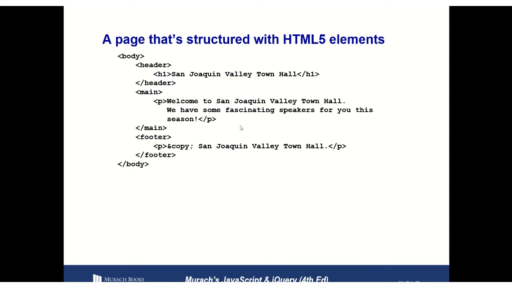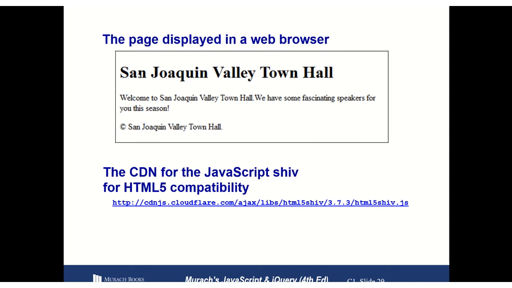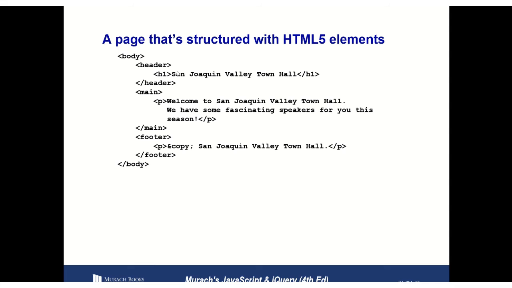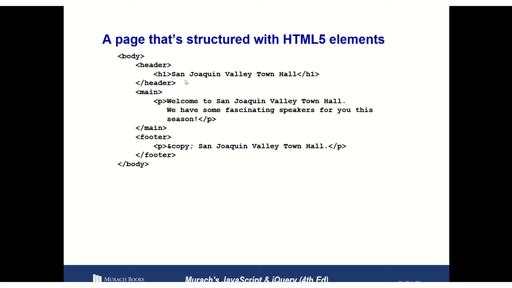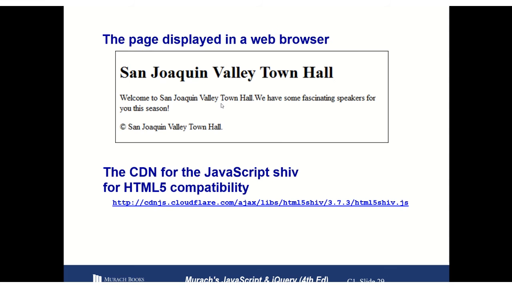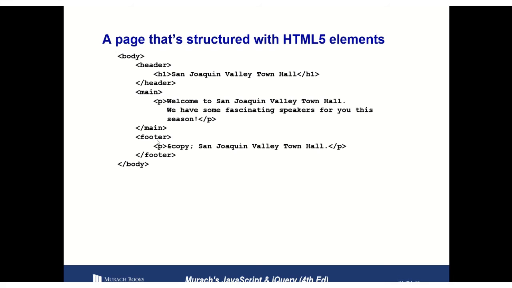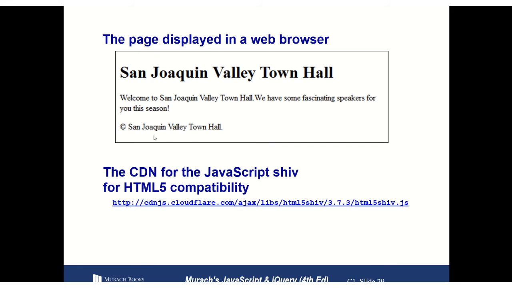For example, you have a page structured with HTML5 elements: the header, then the main section, then the footer. The page should look like this. You can see the header clearly, then the content of the page. The header is an H1, San Joaquin Valley Town Hall. Then you have the main, with a welcome statement, and then the footer is the copyright or the company name. So that's about it.